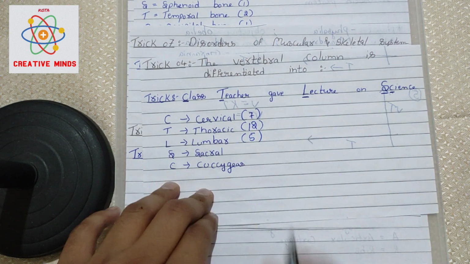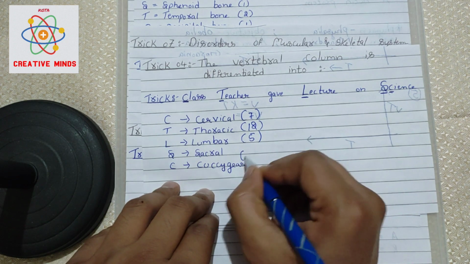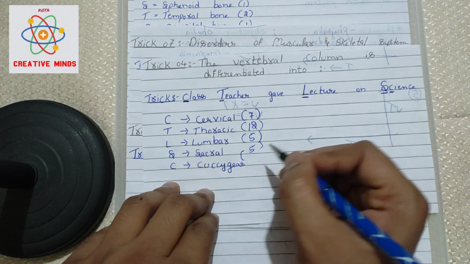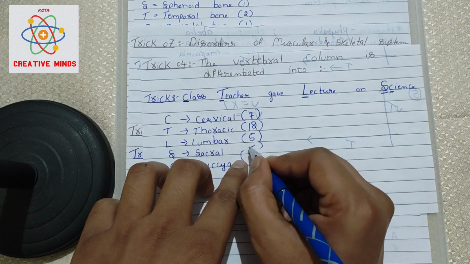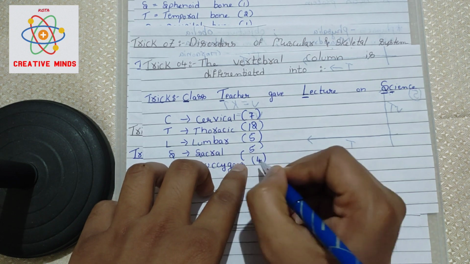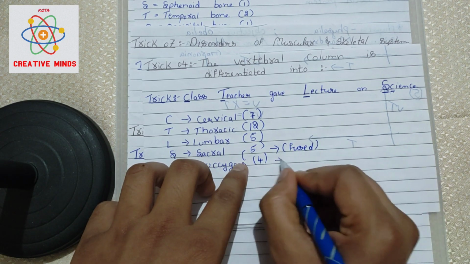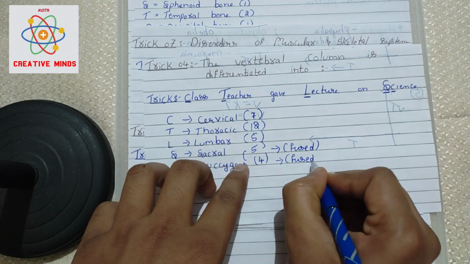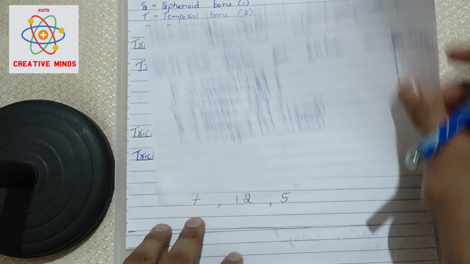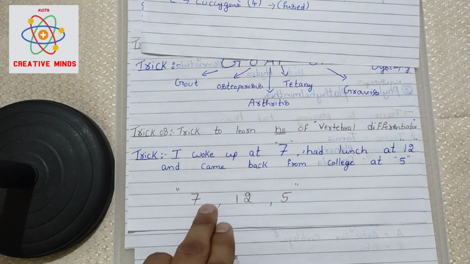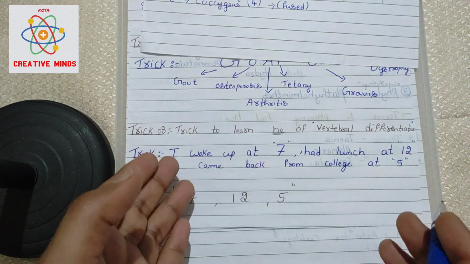Now the remaining two, very simple. Here 5 we have written, right? So again write 5, again write 5. Then 5 we have already written here. Now what is the number previous to 5? 4. Very simple. But remember, these are fused. These both are fused. But these 3 are most important. Therefore, in my trick, only 3 numbers I have included. The 7, 12 and 5, which is a very important trick.